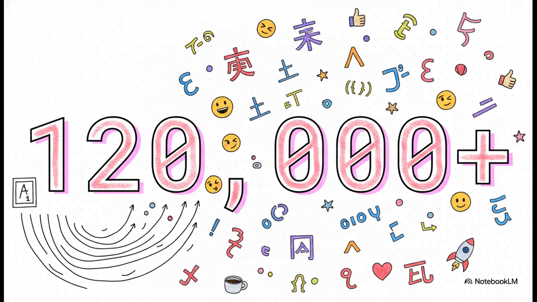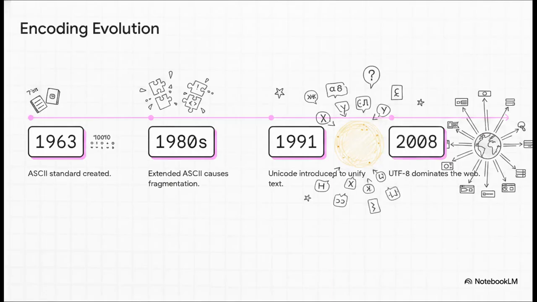Now contrast that tiny 128-character box from the 1960s with today's Unicode standard. Right now, our digital world houses over 120,000 characters. We've expanded from just basic English letters to covering virtually every single human writing system on the entire planet. Plus, thousands of emojis, so you can always send the perfect slice of pizza or dancing alien in your group chats. But getting from that initial 128 to over 120,000 was anything but a smooth ride. Let's trace how this actually played out.